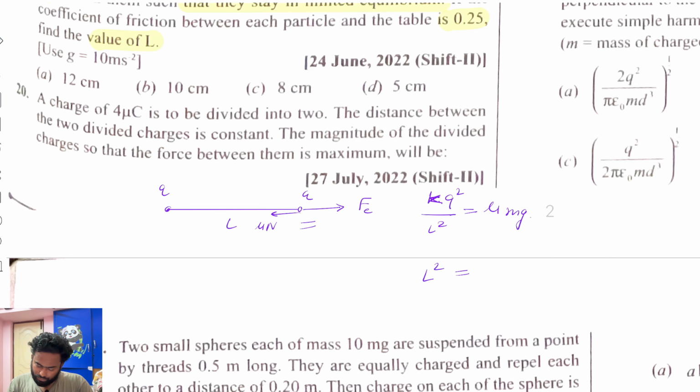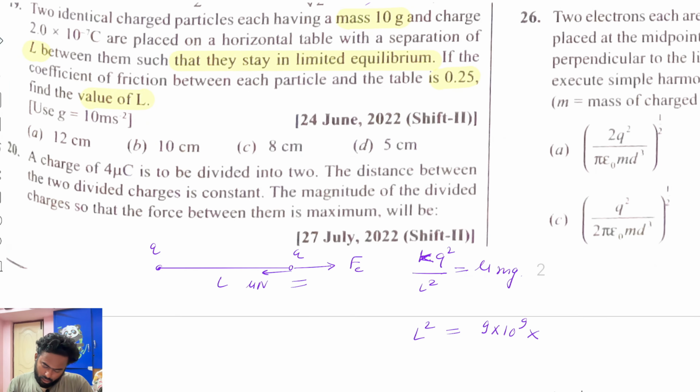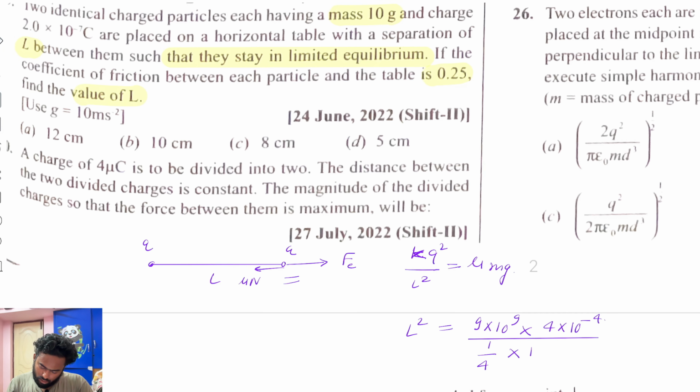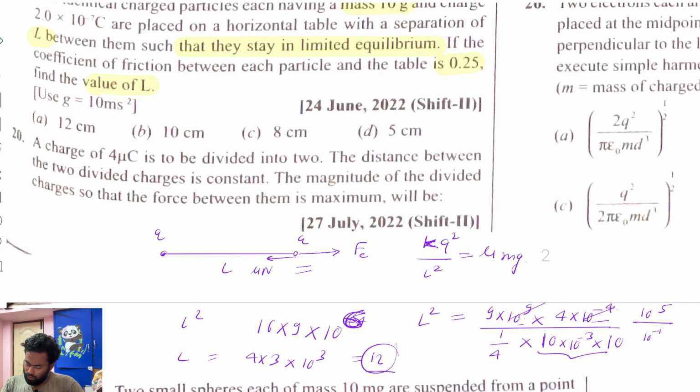L square will be k Q square, 9 into 10 to the power 9 for k, Q square, where both charges are 2 into 10 to the power minus 7, so it will become 4 into 10 to the power minus 14, upon coefficient of friction 0.25, which means 1 by 4, and mass is given as 10 gram, that is 10 into 10 to the power minus 3, into gravitation g. So it will become 10 to the power minus 14.